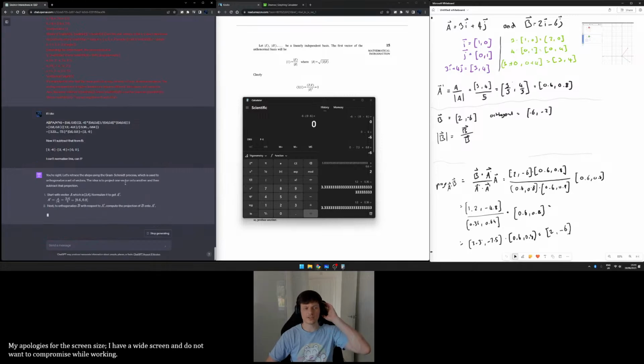You're right, let's retrace the steps using the Gram-Schmidt process, which is used to orthogonalize a set of vectors. The idea is to project one vector onto another and then subtract the projection. Start with vector A, which is 3, 4. Normalize it to get A prime. Next, to orthogonalize B with respect to A prime, compute the projection of B onto A prime.